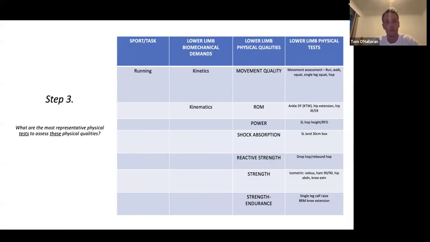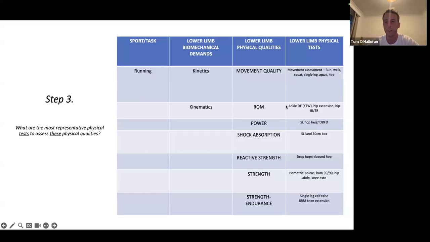So step three, getting there. It's going to be what are the most representative physical tests to assess these physical qualities. So if we need some movement quality, I'm going to think, all right, let's do some movement assessment, movement quality. How do they run? What's their strategy? How do they walk? How do they squat? How do they single leg squat? How do they hop from an observation point of view, that qualitative analysis?